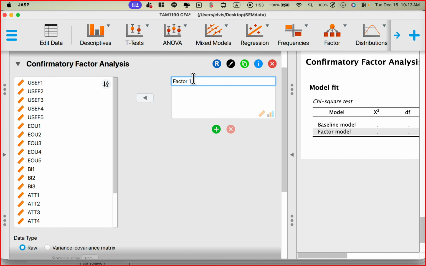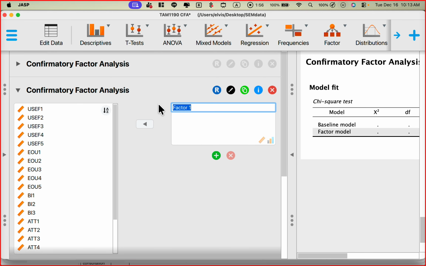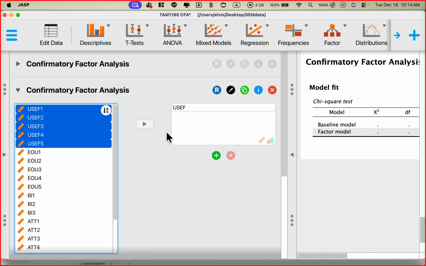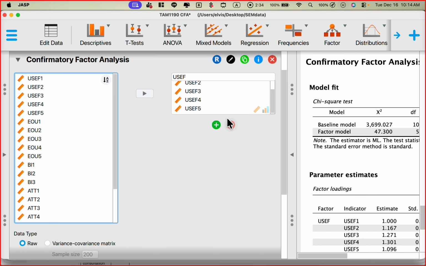So the first one you can just type in USEF. Okay, USEF. So you bring in the 5 items for usefulness, it's perceived usefulness. Okay, so this is the first factor.